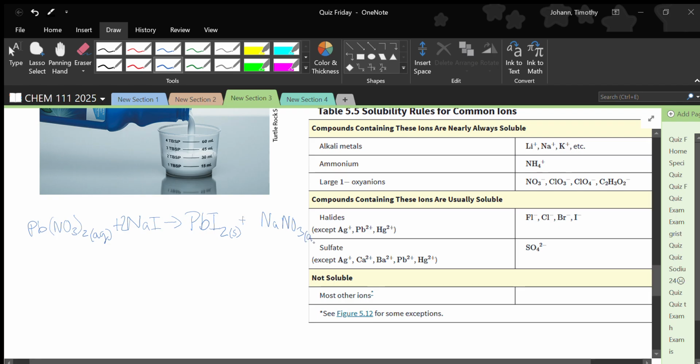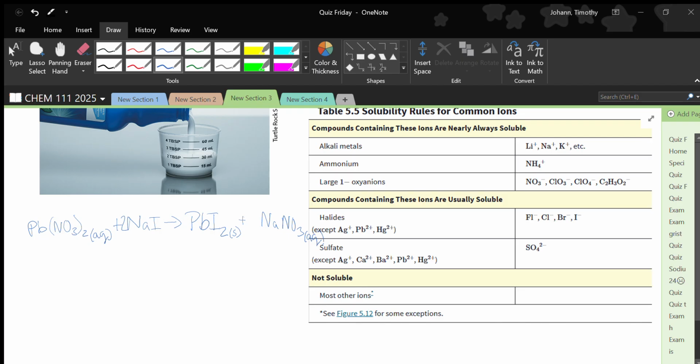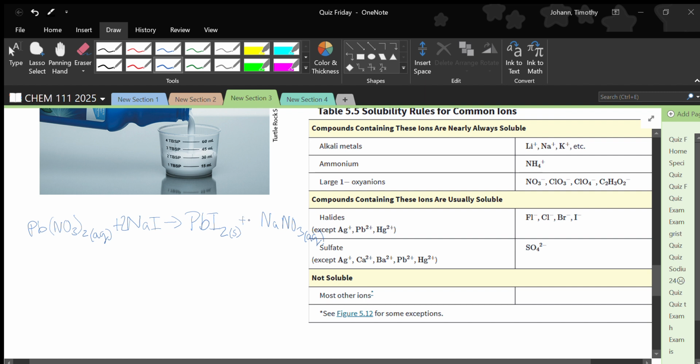So I do a little aq next to this. And what's left for me to do here to make this all right? I need to balance it by putting a 2, all right? So you've got all these things going on.